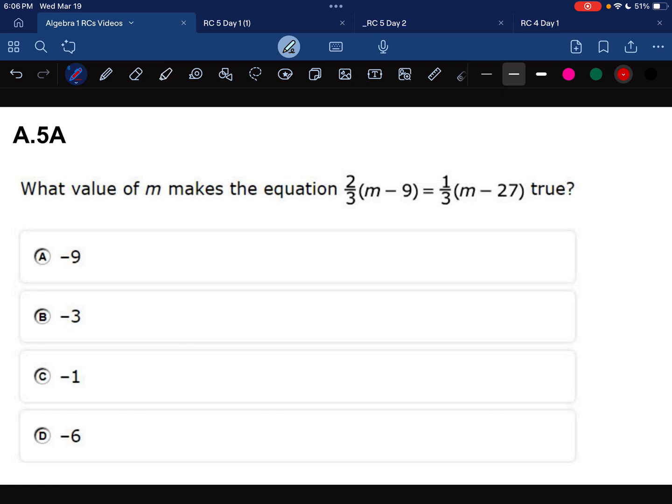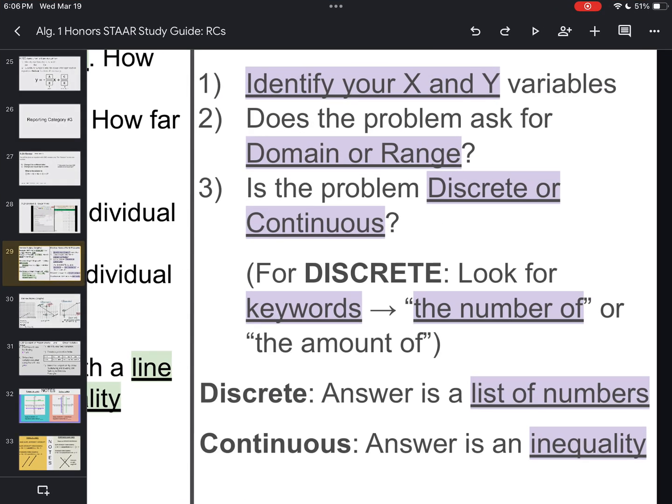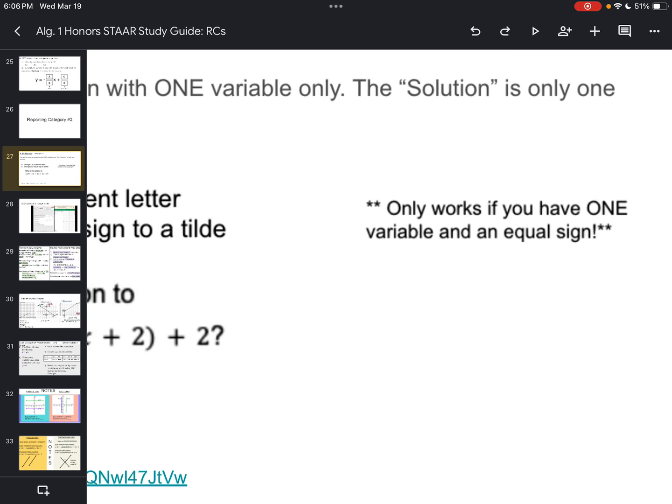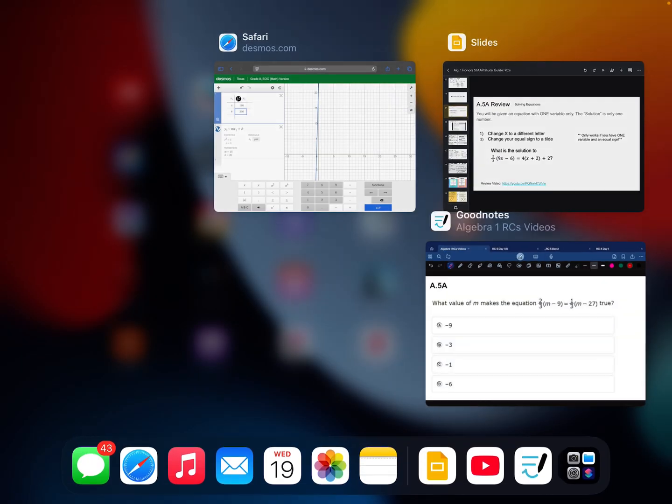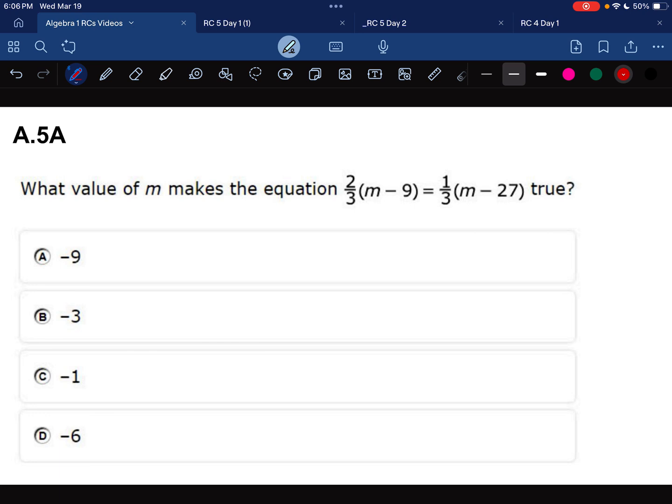All right, looking at my notes, we have seen this problem even before. This is not a completely different problem. Anytime we have a similar problem where they're asking us to solve for a variable, you're going to change your x to a different letter and change your equal sign to a tilde, and that just creates it in Desmos. So let's go ahead and look at it. Lucky for this problem, they didn't have an x. The only thing that we really need to change is the equal sign to a squiggly line. So go ahead and do that and see now if you can solve this problem.